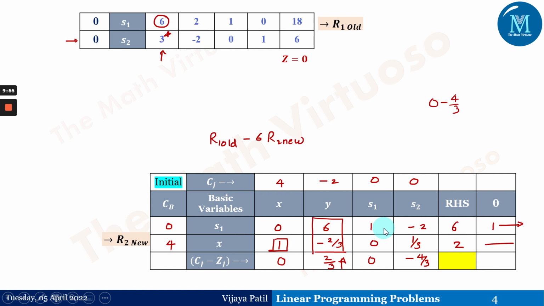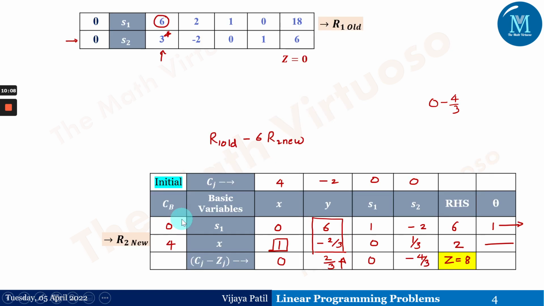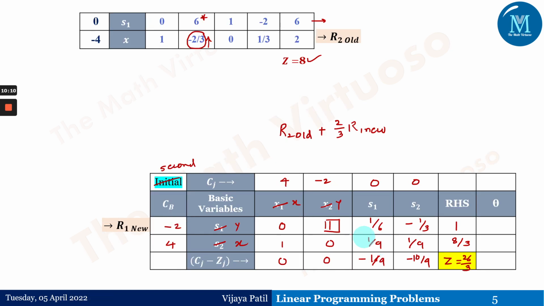In the previous step we got Z equals 4 into 2, which equals 8. And in the step before that we got Z equal to 0, because for S1 and S2 the coefficients in CB are zeros. This is the reason we have the values of Z over here in the shaded part. So we got Z equals 26 by 3 in this step.